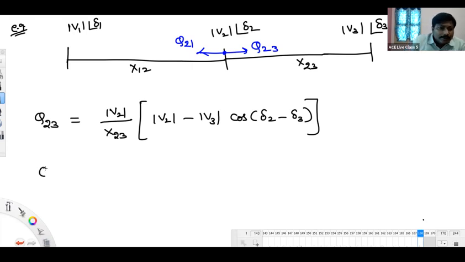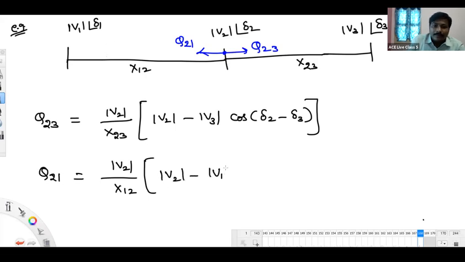Okay. Q21 equation. Which bus are we standing at? Bus 2. So you get V2 by X12, because Q is given into the line X12. Direction: bus 2 to bus 1. So you write V2 minus V1. V2 is the reference, you keep it as it is. V1 is replaced with V1 cosine of the angle gap. Like this, you can get Q21.